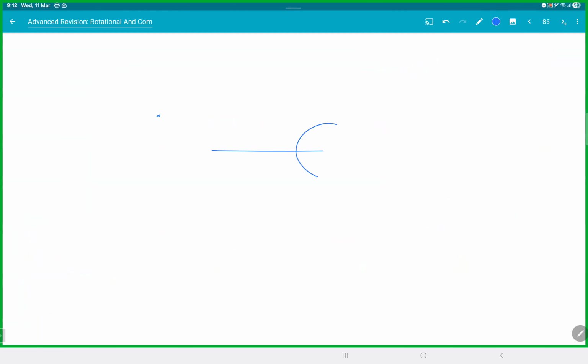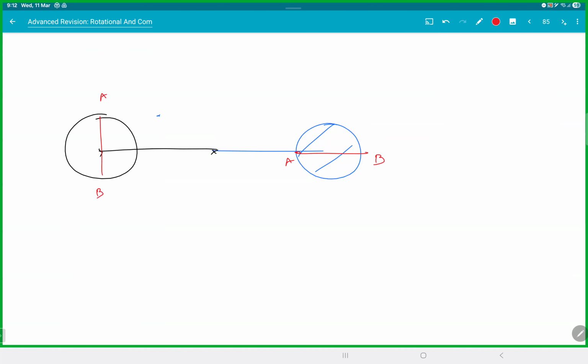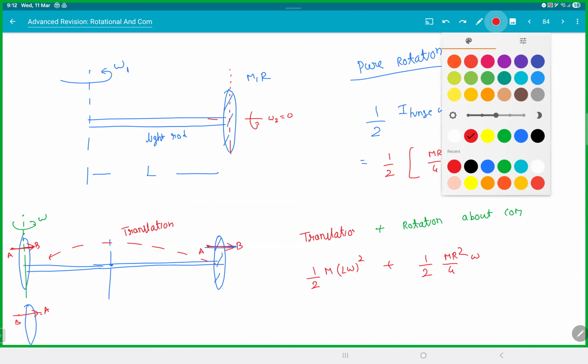If I try to see the top view, it will look like this, look. This was AB. When the disk comes here, for some reason, this is AB. Means what is happening? The disk was rotating omega by 2, but the rod is rotating with omega, isn't it? They have different omegas now. Is that making sense? So there, this is an alternative.